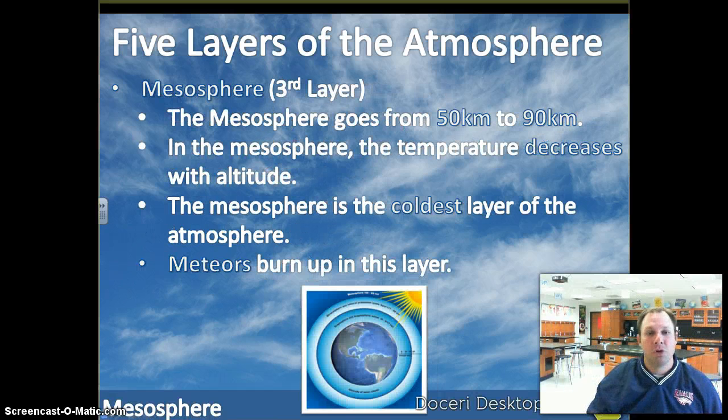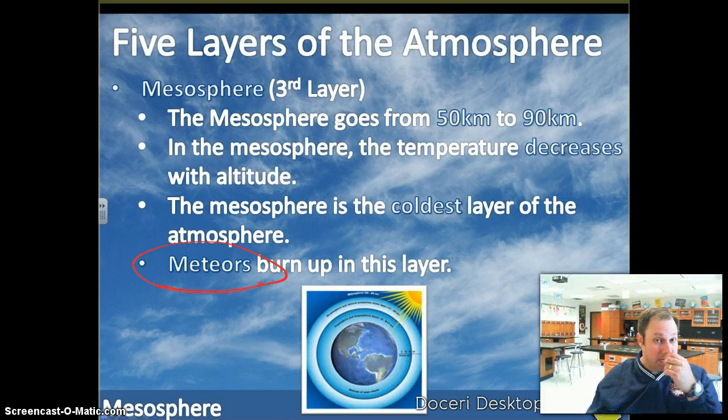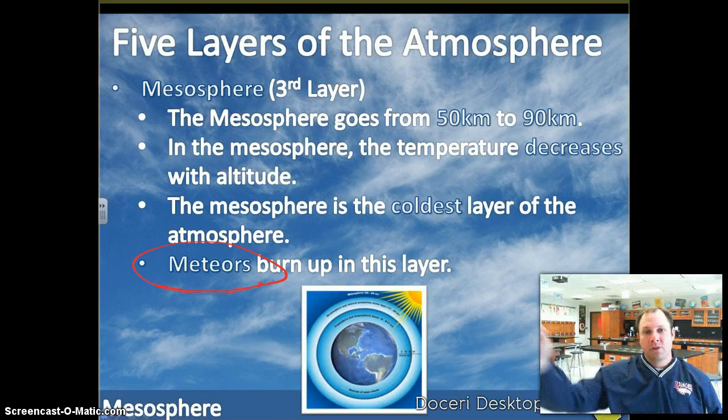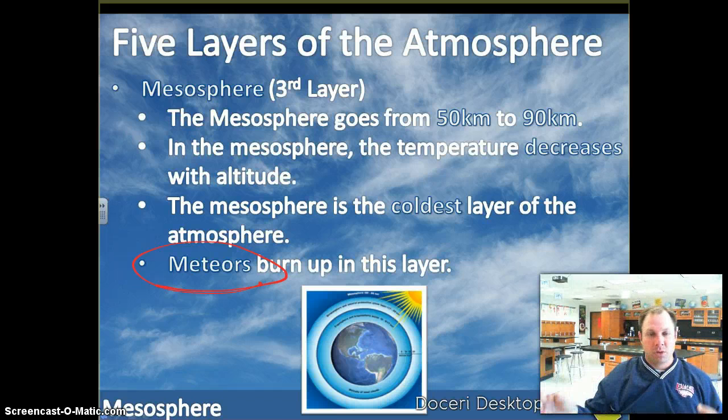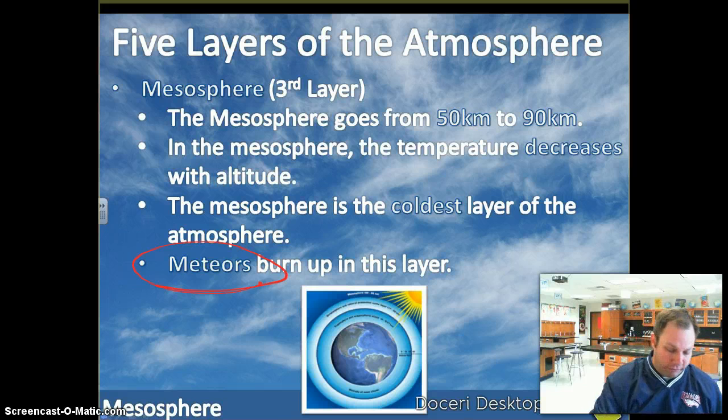So again, we're working closer towards space. A big characteristic of the mesosphere is this is the layer that we find a lot of meteors that burn up in the atmosphere. So little rocks are coming from outer space towards the Earth. They hit the mesosphere and they start to burn up due to the amount of friction. The air is just thick enough to create friction from these really fast-moving rocks that they burn up and don't hardly ever make it to the surface of the Earth.